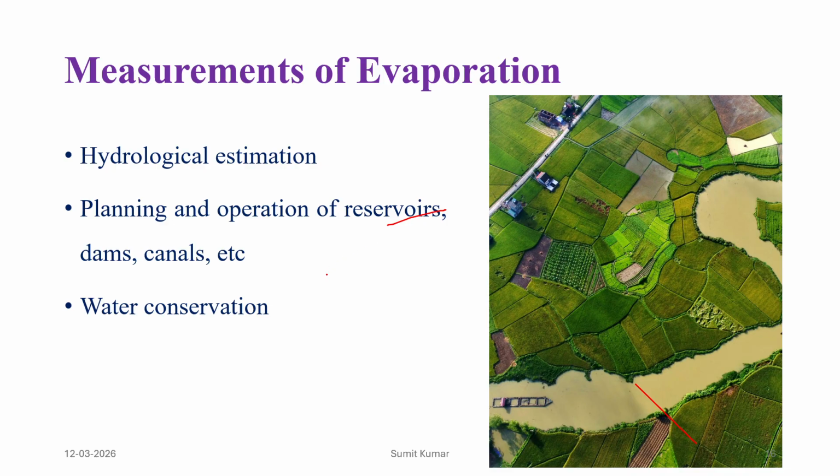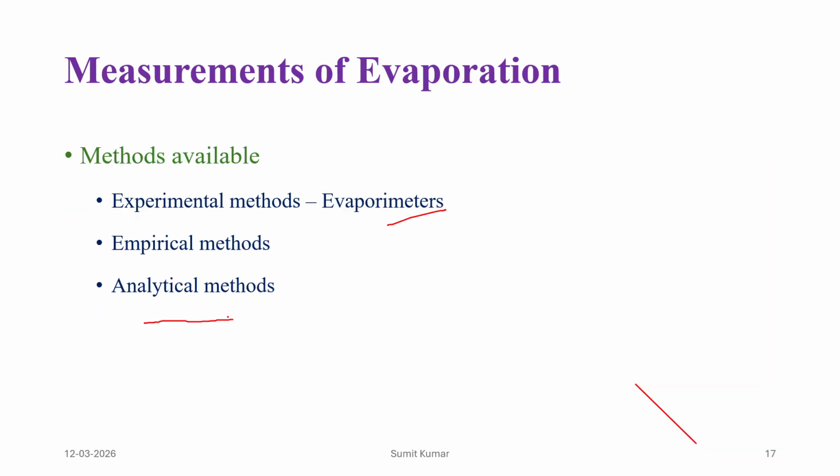In water scarce regions, every drop counts. Precise evaporation measurement helps engineers to design better lining for canals to reduce losses and select more efficient irrigation methods. The methods which we will discuss in this lecture are the experimental method, empirical method, and analytical method.